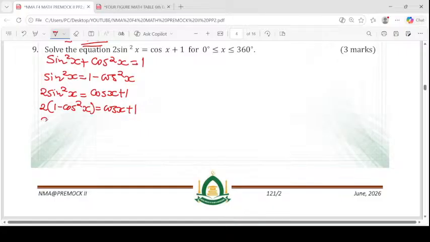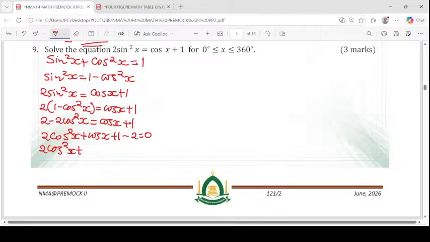Opening the brackets, this will be 2 minus 2 cos squared x is equal to cos x plus 1. Let me migrate everything to the right hand side. So that will become 2 cos squared x plus cos x plus 1 minus 2 is equal to 0. So this can be written further as 2 cos squared x plus cos x, positive 1 minus 2, that becomes minus 1, is equivalent to 0.